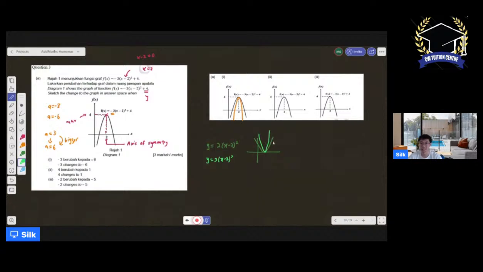Same thing. Okay, if the value of A gets bigger, then the graph becomes thinner. Don't need to worry about the negative. So in other words, let's say 4 becomes 1. The 4 here becomes 1. Of course, very easy. It will become until 1.